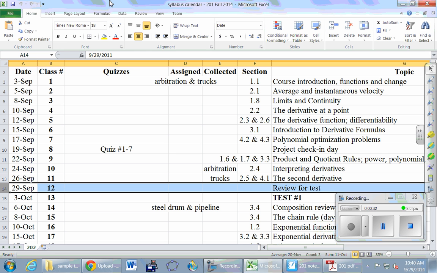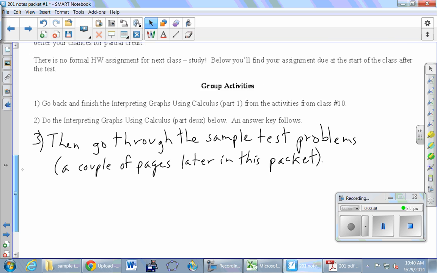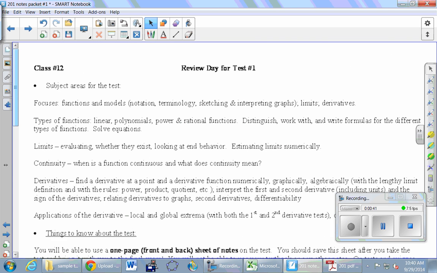Everything for the semester. So let's take a look at some more specific details about the test on page 70. And we'll go up here to number 1, which gives you a very broad view of the subject areas for the test. Again, we're on page 70. So the focuses are functions and models, notation, terminology, sketching and interpreting graphs, limits, and derivatives. And we talked about several specific types of functions: linear, polynomial, power, and rational.